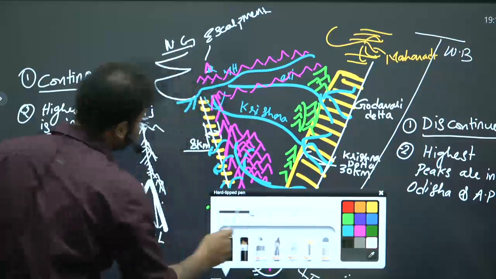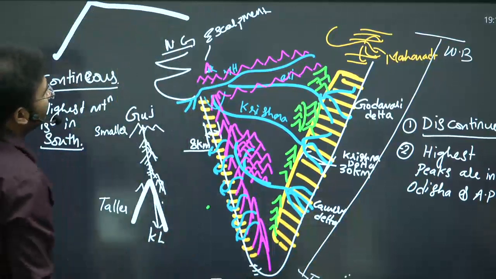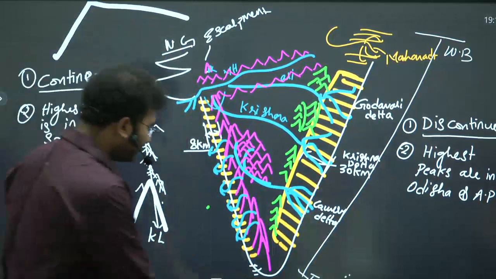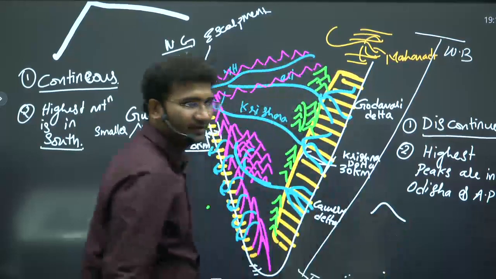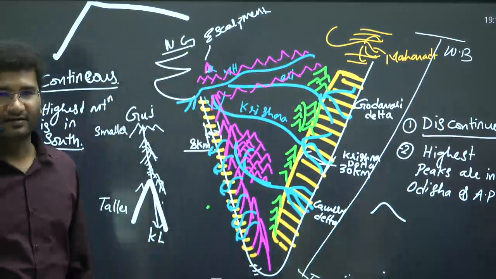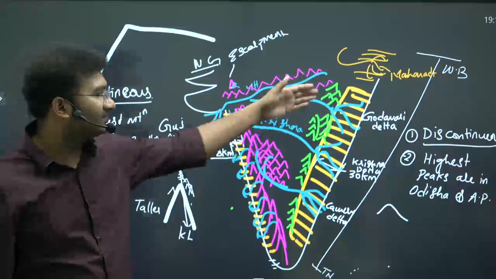How does an escarpment shape? On one side they are steep, on the other side they are gentle. This is how your Western Ghats are. Your Eastern Ghats are small mountains. The height of the mountains is very small. Right? Clear?